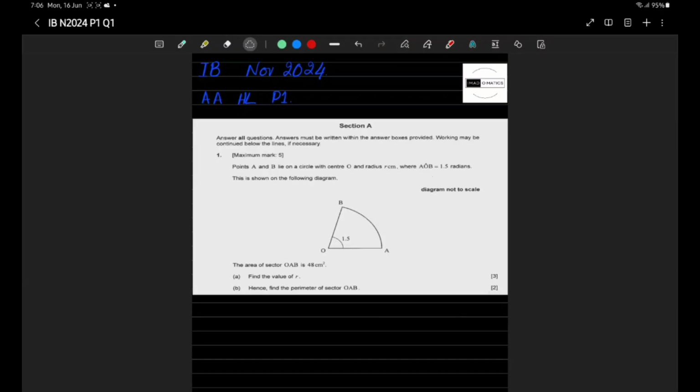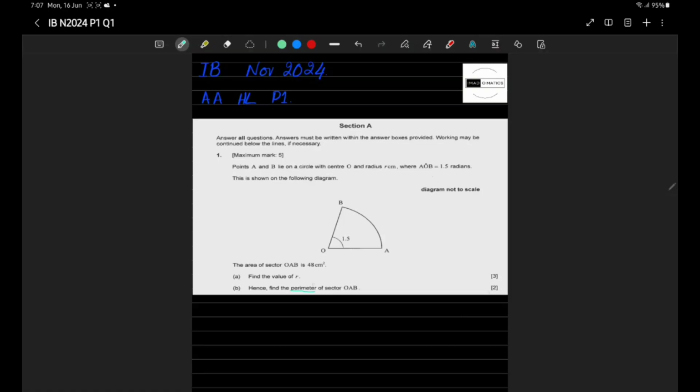To solve IB paper 2024 AAHL P1, question number 1 states that points A and B lie on a circle with center O and radius R. This is the radius R centimeter, where angle AOB is 1.5 radians. This is shown on the following diagram. The area of the sector is 48 centimeters square. Find the value of R.